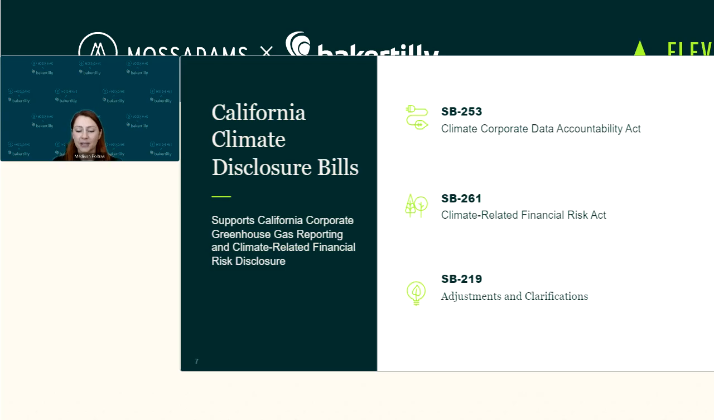This slide here is just an overview of these three bills. Overall, you can think of these bills as a way to encourage companies to report their greenhouse gas emissions and climate-related financial risks. Starting with SB 253, also known as the Climate Corporate Data Accountability Act, this bill focuses on greenhouse gas emissions data. SB 261, also known as the Climate-Related Financial Risk Act, focuses on financial risks and opportunities from climate. And SB 219 is a supporting bill that helps clarify and adjust rules in SB 253 and SB 261.